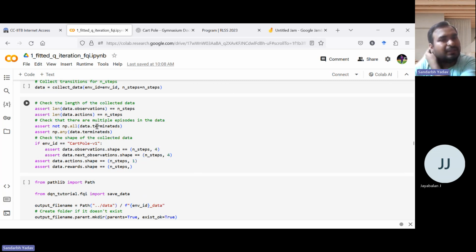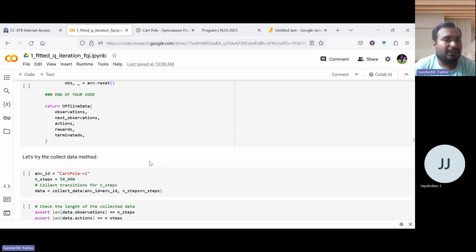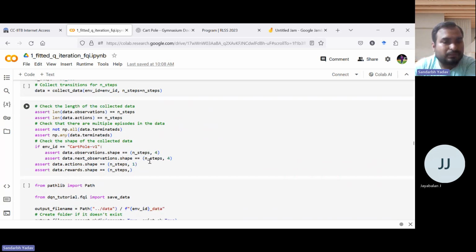Also, they are checking whether there are multiple episodes, that is, whether any of the episodes has terminated. So all those checks are there, and the environment ID they are checking. Now they are checking at a more granular level, seeing whether each of the states has four features, both for state and next state. And also they are checking that the shapes of the arrays are perfectly fine as we have defined. So all that is done.